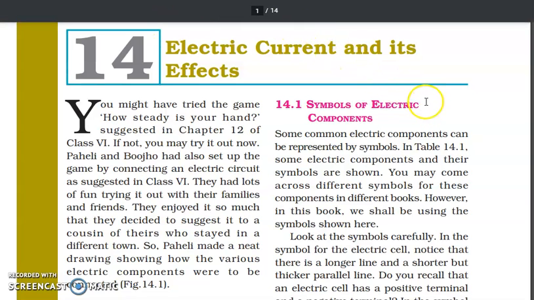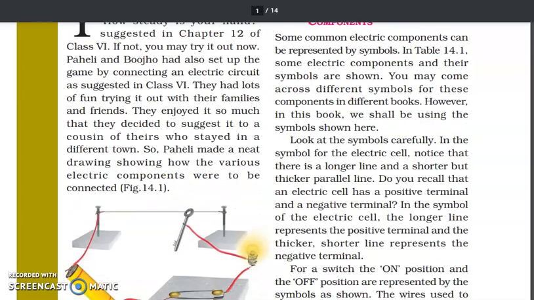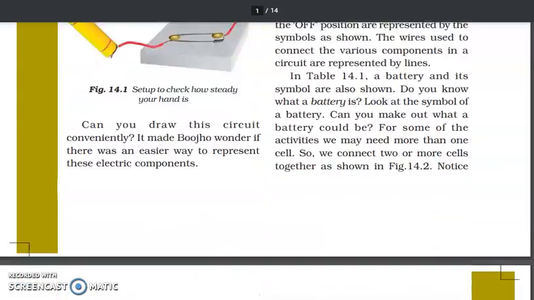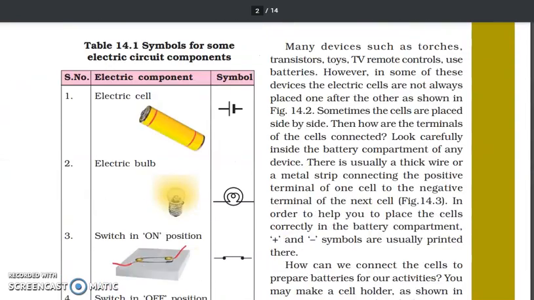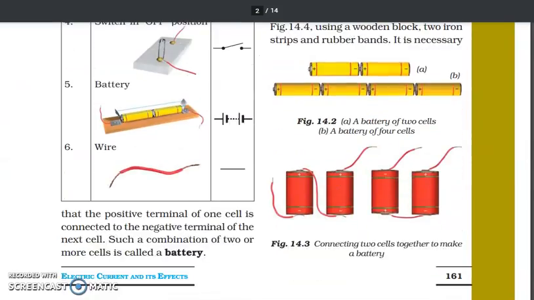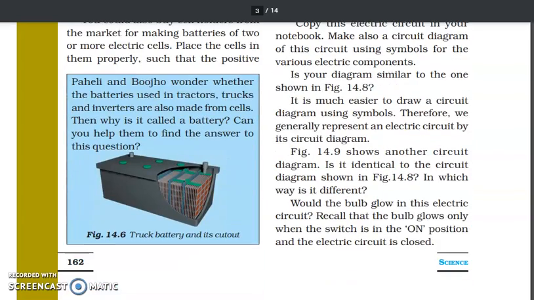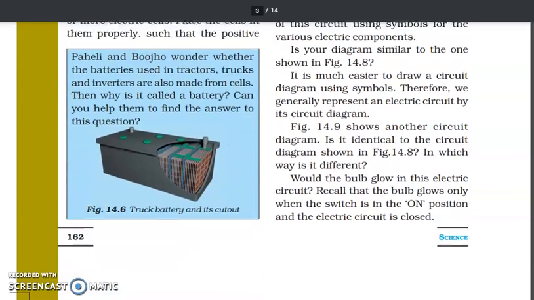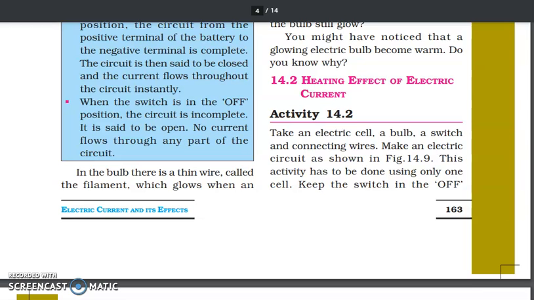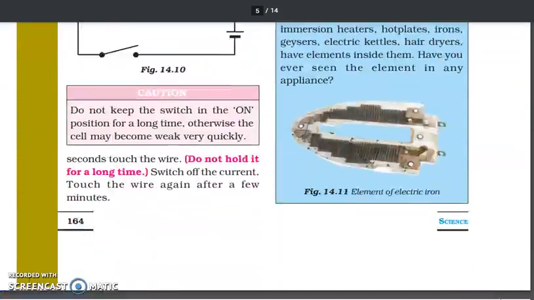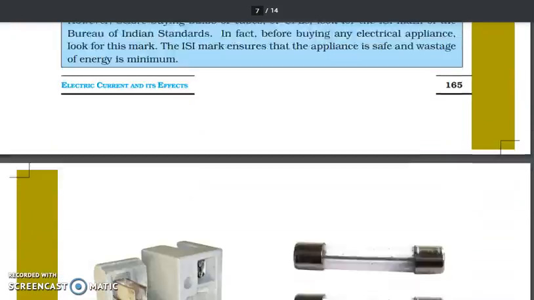Today I am going to continue with the chapter electric current and its effects. In our previous classes, we have already discussed the symbols of electric components. We have learned how to draw an electric circuit diagram. We also have learned about the heating effect of electric current. Also, we have discussed the magnetic effect of electric current.